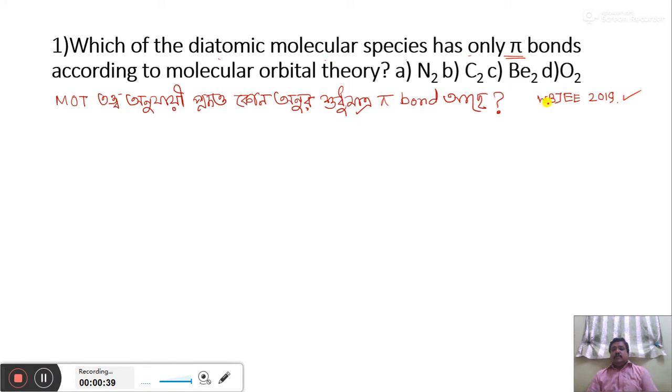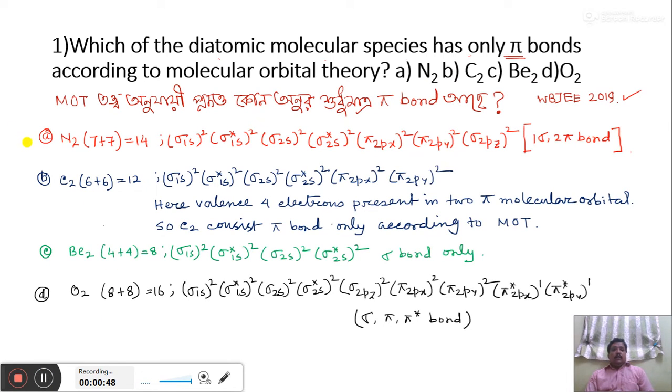To solve this question, at first we write the electronic configuration of 4 species. N2 molecule contains 14 electrons and its electronic configuration is sigma 1s2, sigma star 1s2, sigma 2s2, sigma star 2s2, pi 2px2, pi 2py2, sigma 2pz2. It contains sigma bond and pi bond.